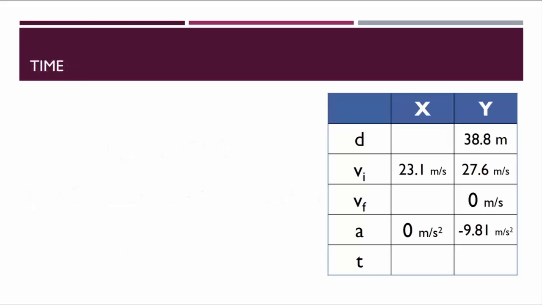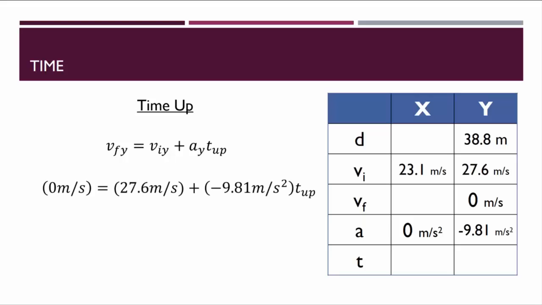Now let's figure out how long it takes to get to the highest point. Right, this is the time up. Here's our UAM equation. We can plug in our final velocity and our initial velocity and our acceleration, and we'll find that it takes 2.8 seconds to get to the highest point.